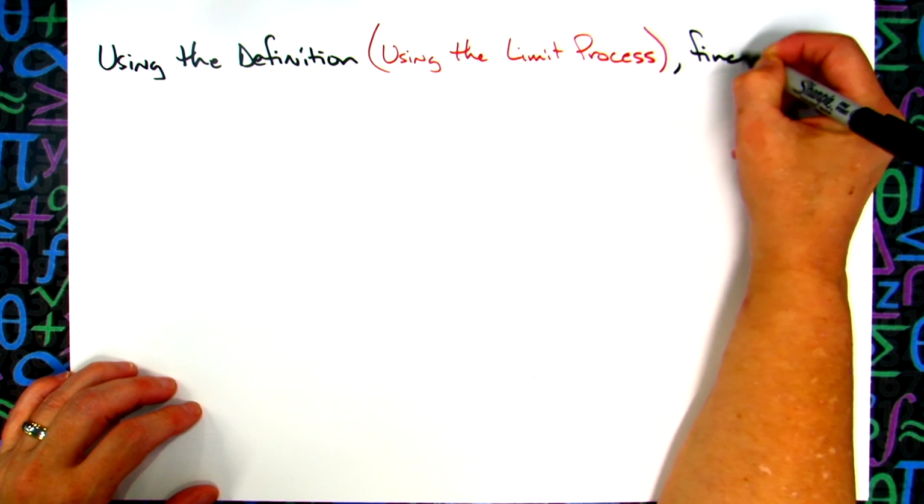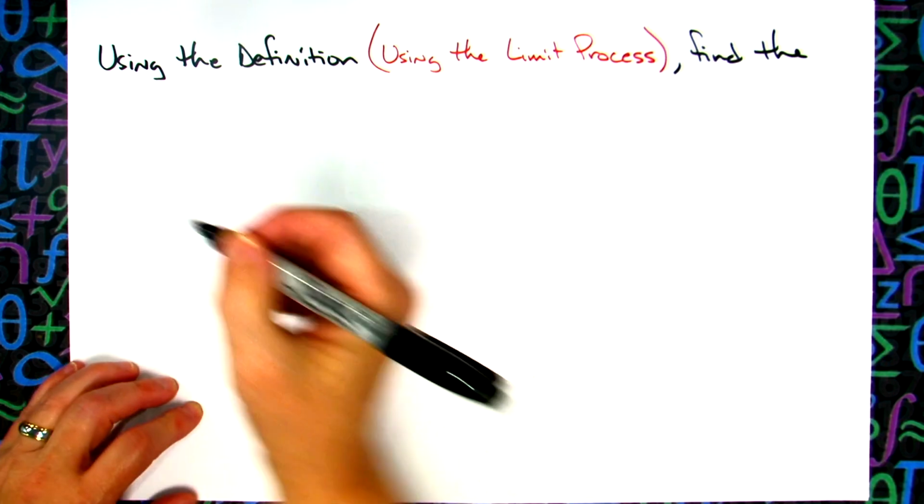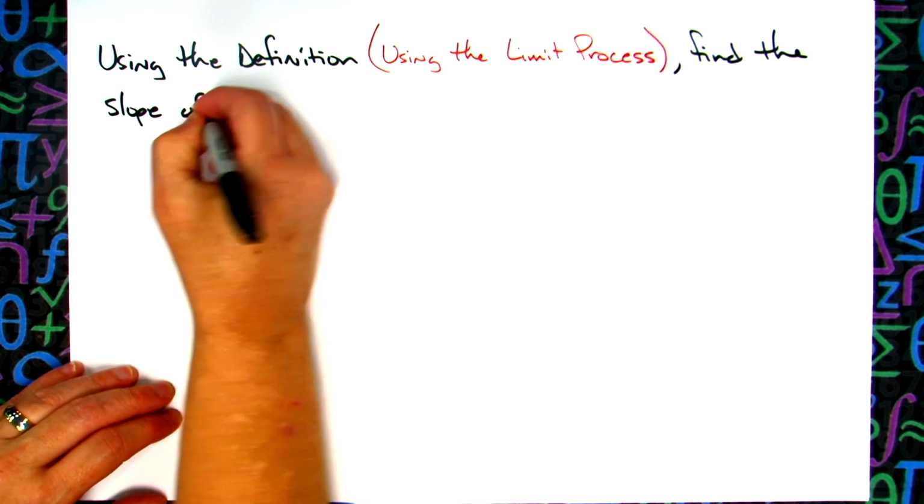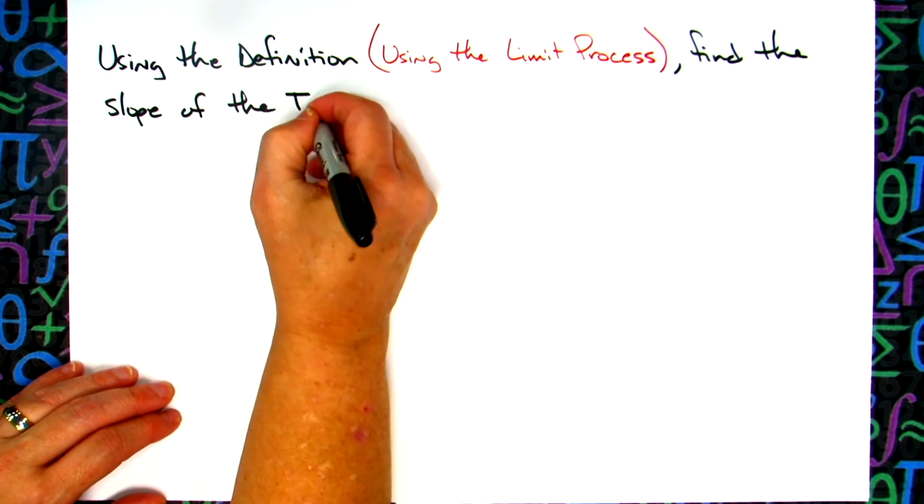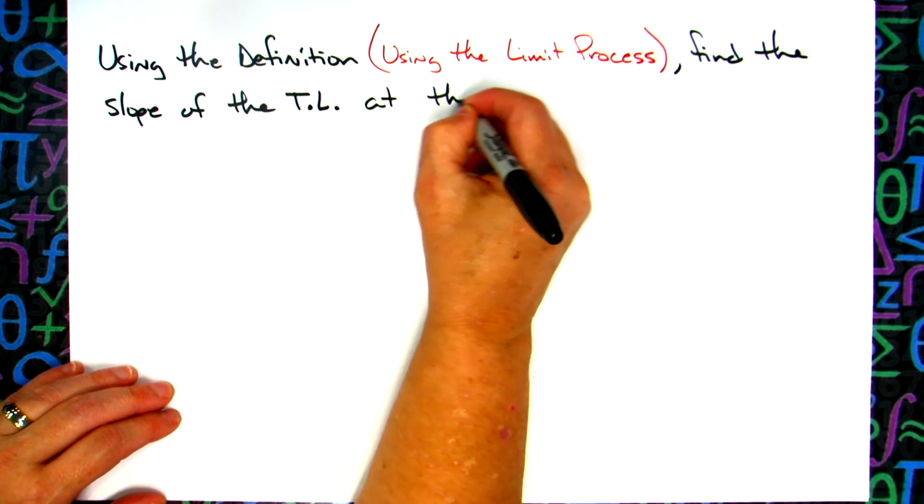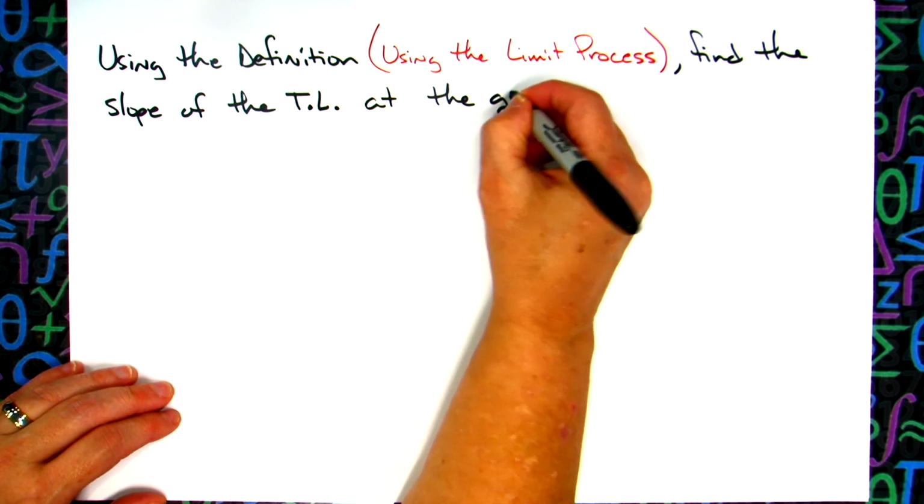Find the slope of the tangent line at the given point.